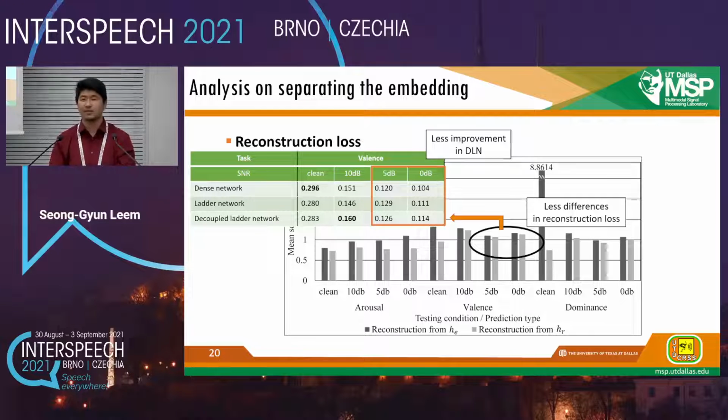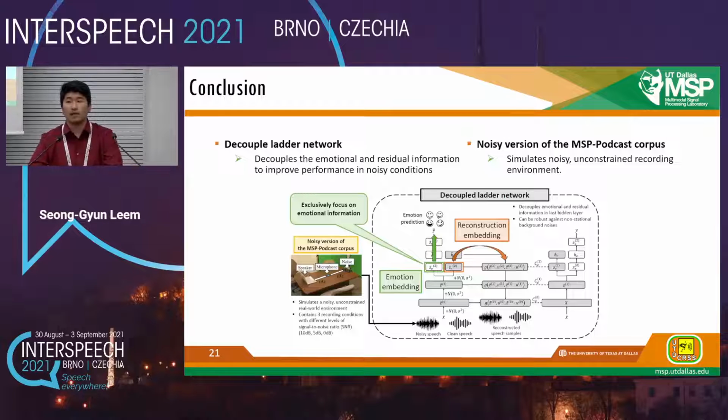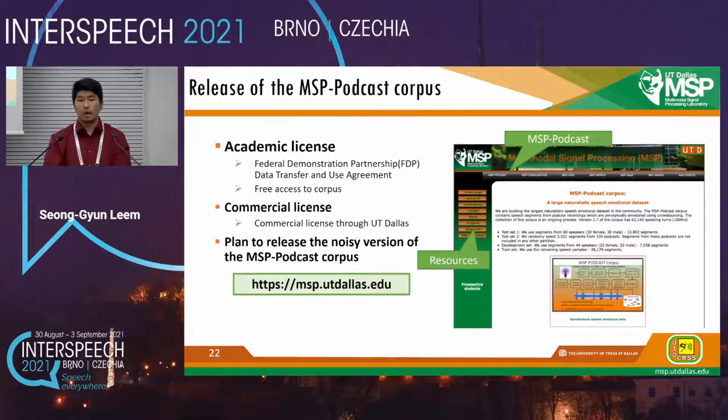decoupled network performance. So in this presentation, we propose the decoupled network, which can improve the performance of speech emotion recognition in noisy recording conditions. We also introduced the noisy version of the MSP-Podcast corpus, which can simulate the noisy speech samples obtained from real-life applications. We plan to include the noisy version of the MSP-Podcast corpus in our future release of the MSP-Podcast corpus.